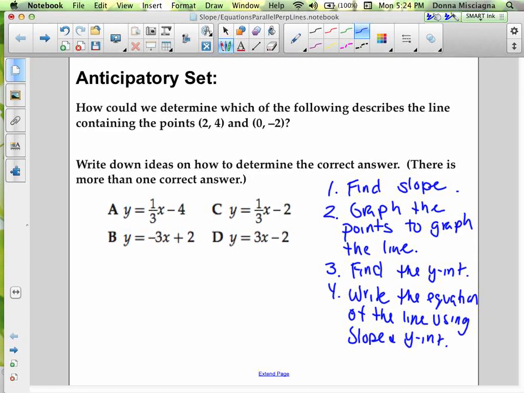Right, so tomorrow in class you'll have to tell me if you came up with some other ideas. Those are 4 ideas that came up that I thought of first. Maybe you thought of something different.